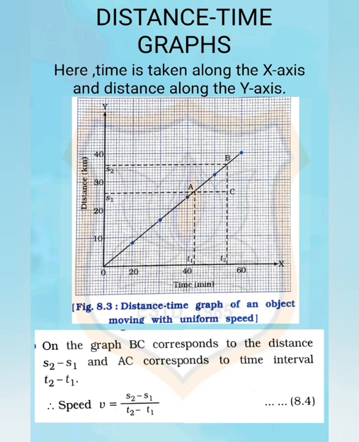So, the change in the position of an object with time can be represented on a distance time graph, adopting a convenient scale of choice. So, let us observe this graphical diagram. In this graph, time is taken along the x-axis and distance is taken along the y-axis.